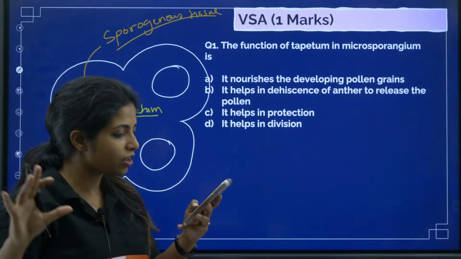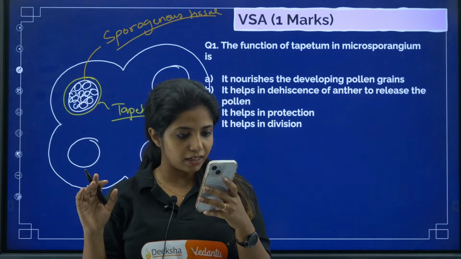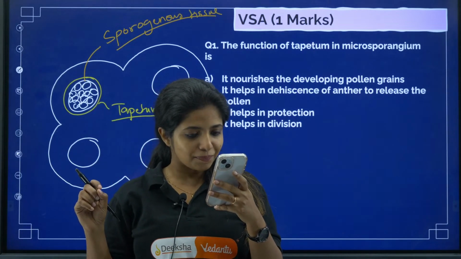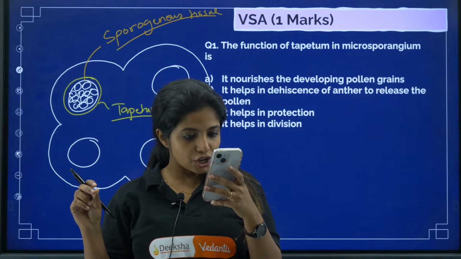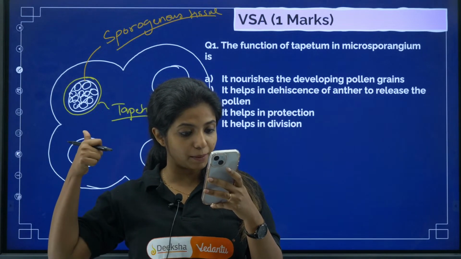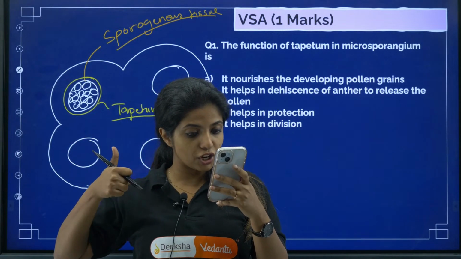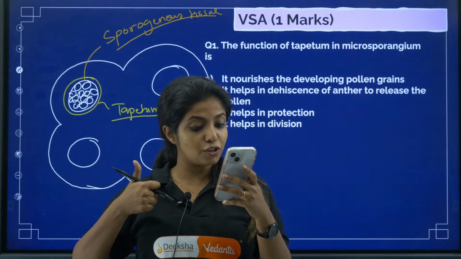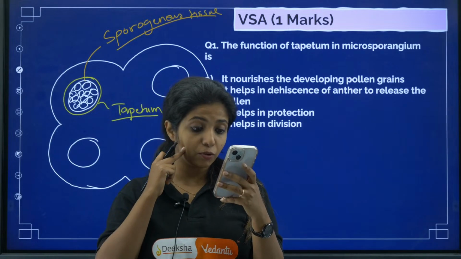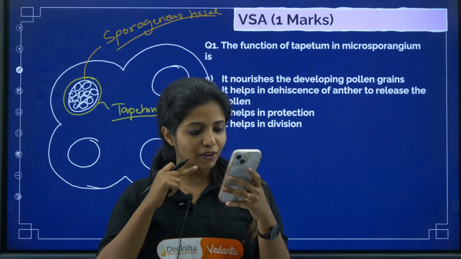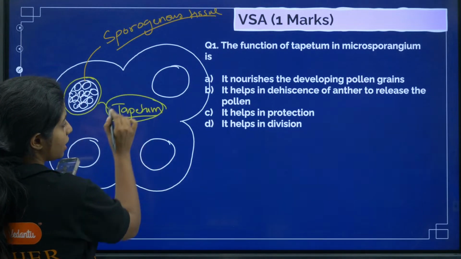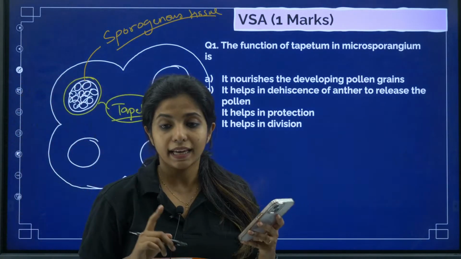As you all said, let me see who all said the answer. Shagufta said 1A, Pradeep said 1A, Sunil Chavan said 1A, and Aman said A. Sunil Chavan said nourishment, great. Pradeep also said sporogenous tissue. The first guy which is there to nourish the sporogenous tissue, it is what?